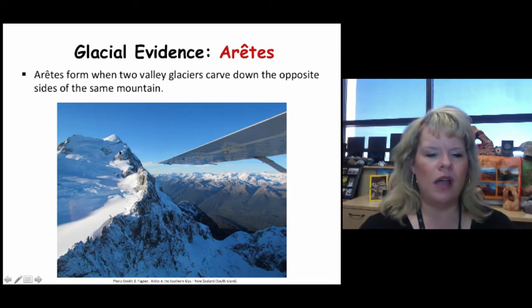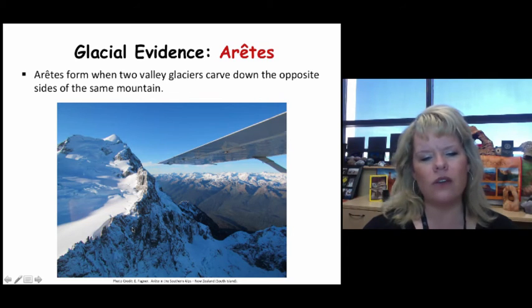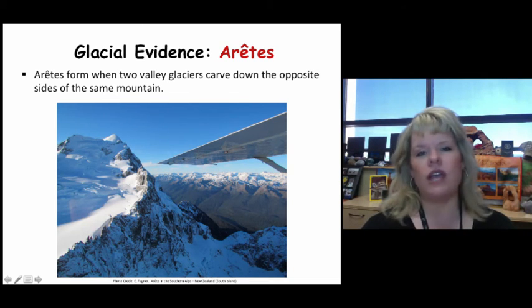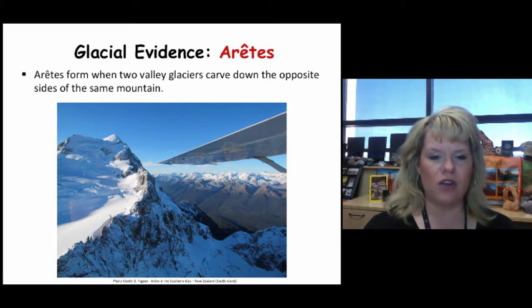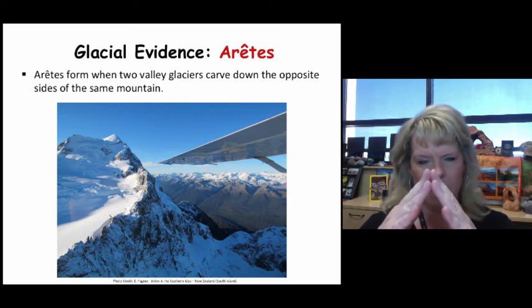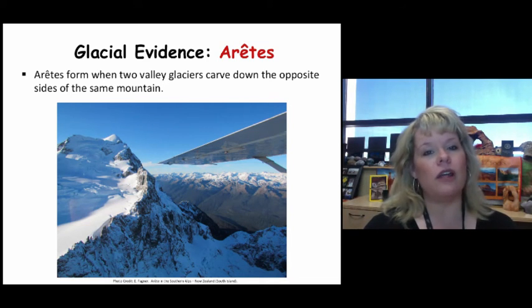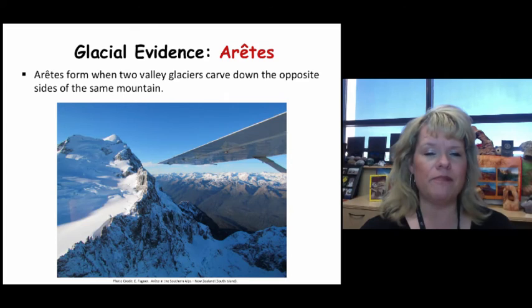Arêtes are another very common feature that are created when multiple valley glaciers carve down the same mountain edge. So I have a glacier here in the Southern Alps and one over here. This is in New Zealand, by the way, where Milford Sound is. And see this sharp ridge right here? That is the arête itself. So the rugged terrain of many mountains is created by arêtes. In this case, we've got current ice there, but let's say the ice is missing completely and you're left behind with that sharp edge. That would tell you that glaciation had been there in prior geologic time.